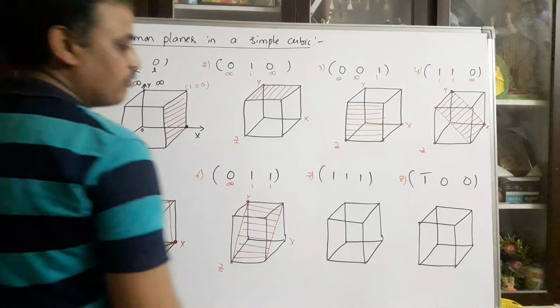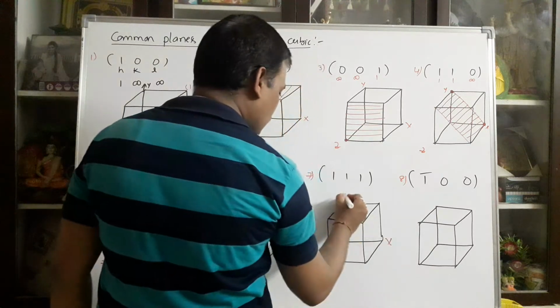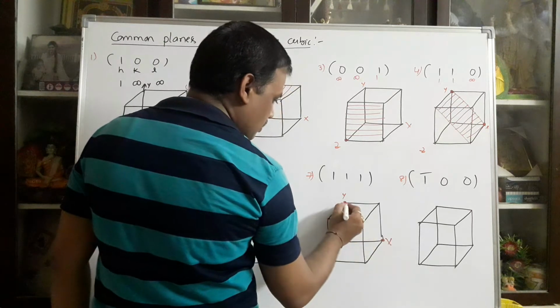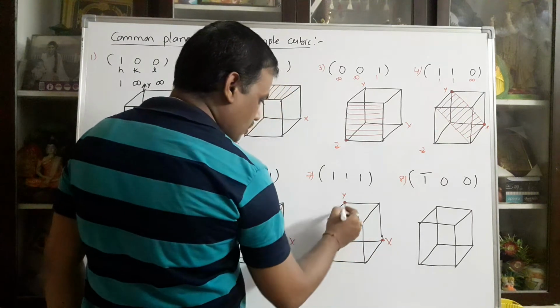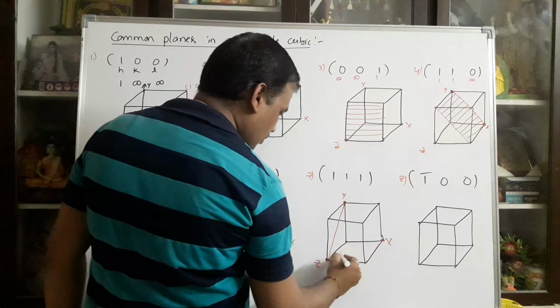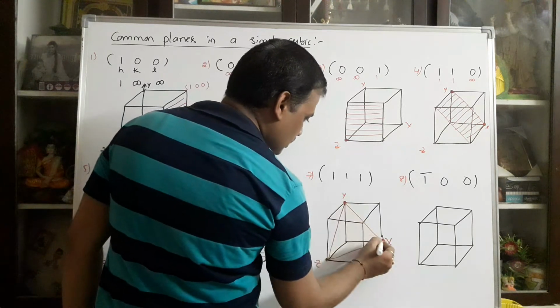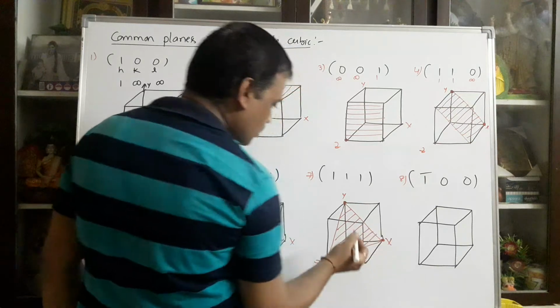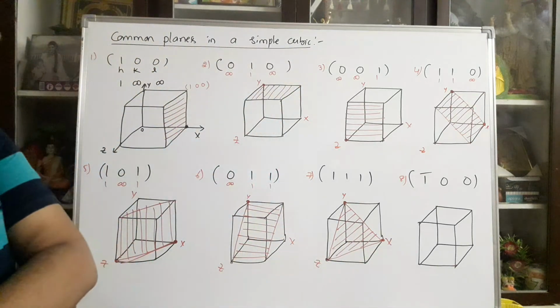After that, the 1, 1, 1 plane. There is no 0, so there is no parallel. So x is equal to 1 unit, z is equal to 1 unit, y is equal to 1 unit. You can combine these three like this. There exists one triangular plane. This triangular plane is the 1, 1, 1 plane.